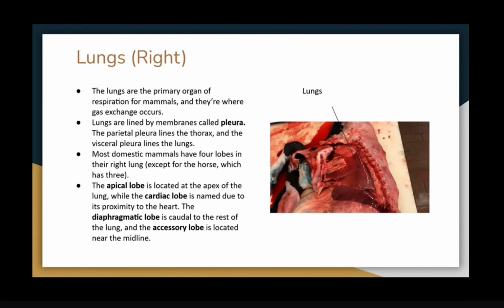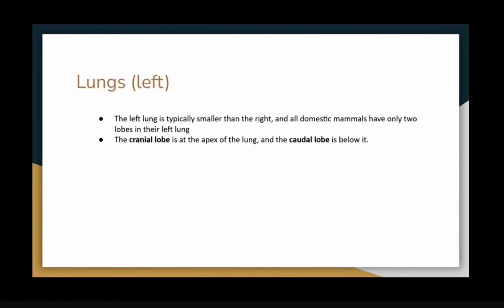The apical lobe is located at the apex of the lung, while the cardiac lobe is named due to its proximity to the heart. The diaphragmatic lobe is caudal to the rest of the lung, and the accessory lobe is located near the midline. The left lung is typically smaller than the right, and all domestic mammals have only 2 lobes in their left lung. The cranial lobe is at the apex of the lung, and the caudal lobe is below it.